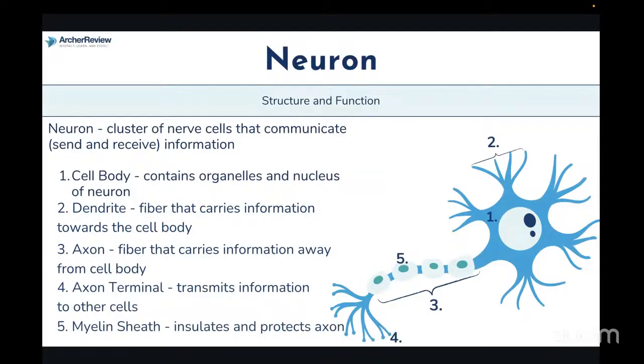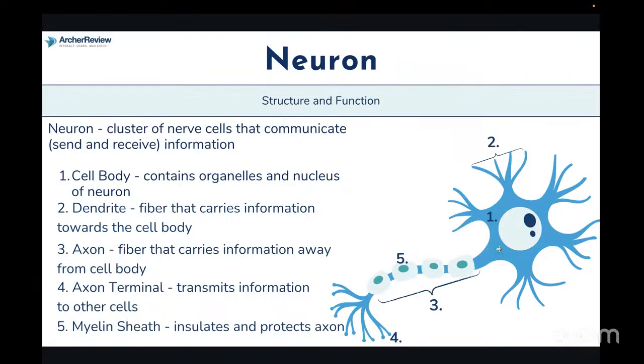And it does so through the basic structures of the nervous system known as the neurons. So the neurons are clusters of nerve cells that communicate with each other. They send information and they receive information. When we look at a neuron, there are different components, but they are all essential for the structure and function of the neuron itself. So let's start with the one labeled 1, that's just known as the cell body.